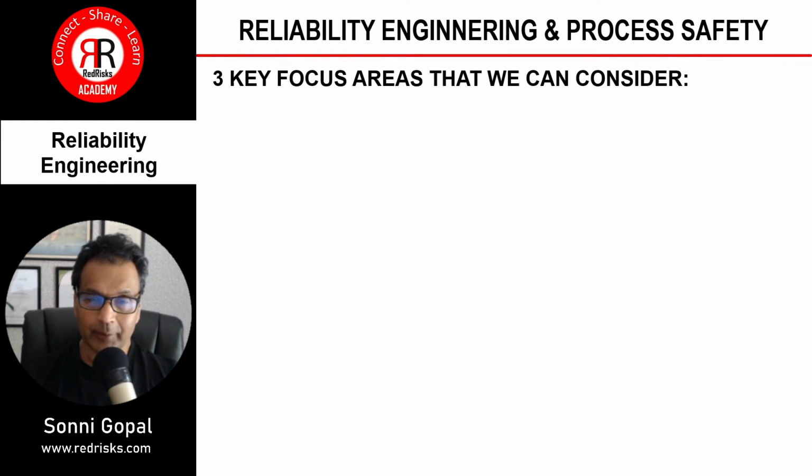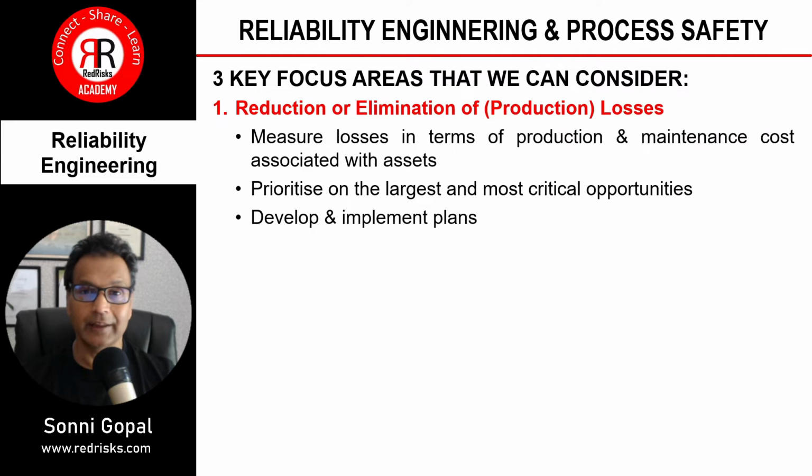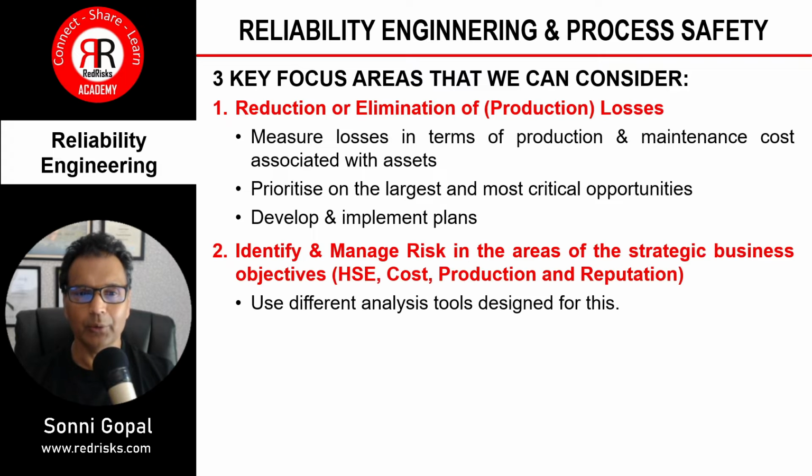Now when it comes to reliability engineering, and I don't want to dumb this down anywhere, and my apologies to reliability engineers out there if I have, my intention is really to put it into a sort of wrapper just for process safety. There are three key focus areas that we can consider. One, of course, is the reduction or elimination of production losses. There is some text in here that you can stop and read at your leisure. The other one is to identify and manage risks in the areas of strategic business objectives. That includes HSE, cost, production, and reputation. There are lots of analysis tools that can be used for doing that particular analysis.